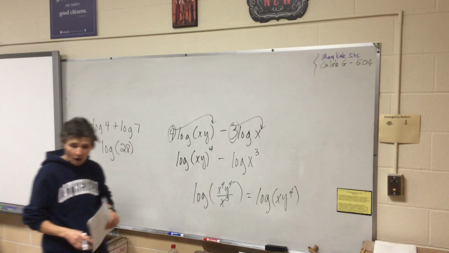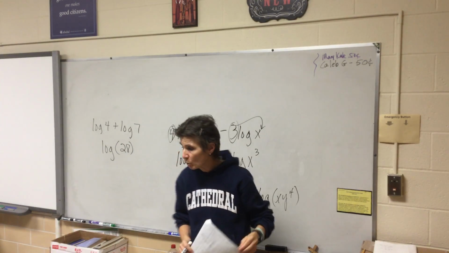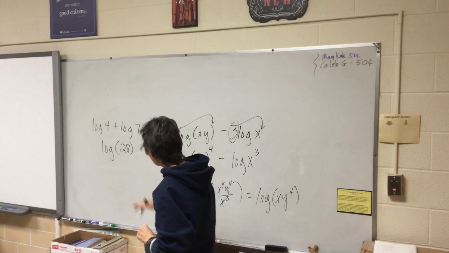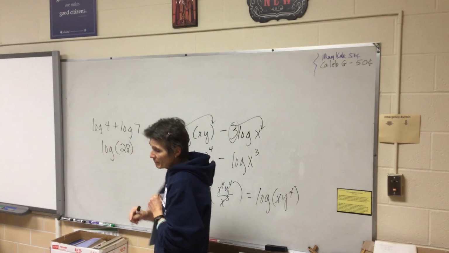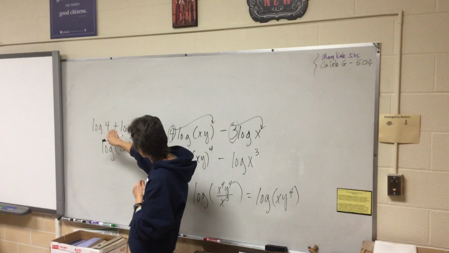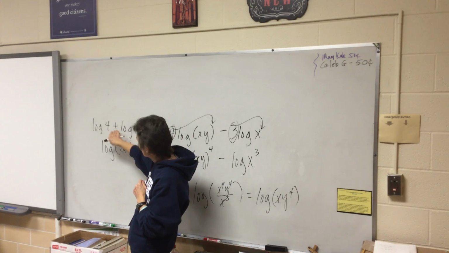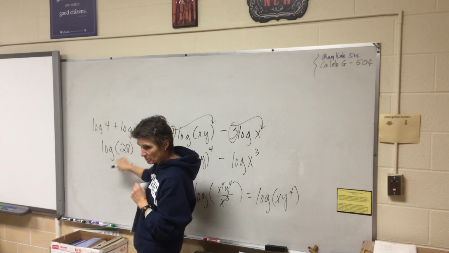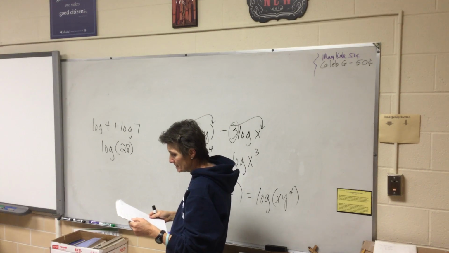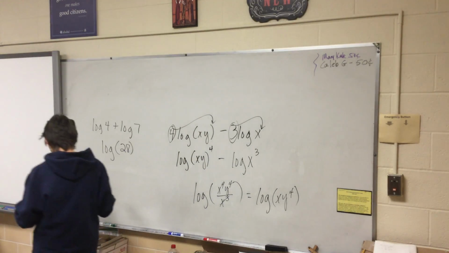Perfect. Beautiful. Awesome. How did she get 28? She multiplied 4 and 7, because our rule says when we're combining an addition, it becomes a multiplication. Nicely done.